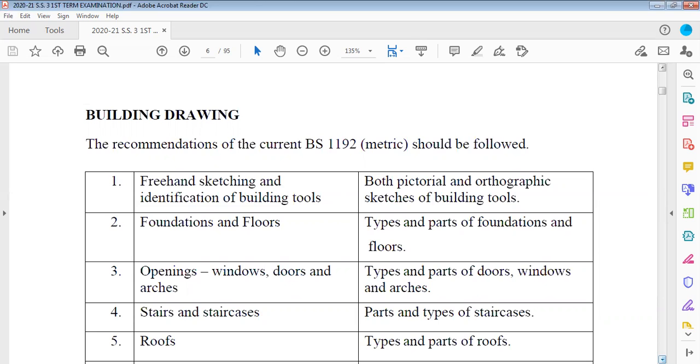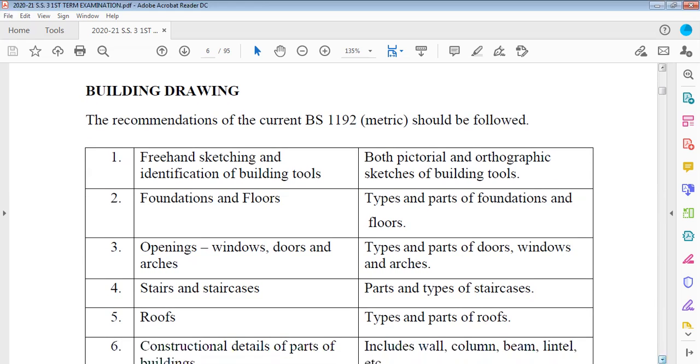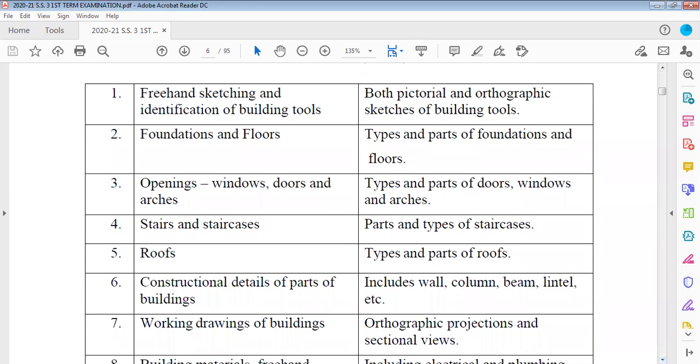So you must be able to do that, and also foundations and floors. You must know types of foundation and parts of foundation, types of floors and floor finishes. You need to pay attention to that. And also, number 3 is openings. Openings, we're talking about windows, doors, and hatches. So types and parts of doors, windows, and hatches. You need to work on that. You need to learn that very well.